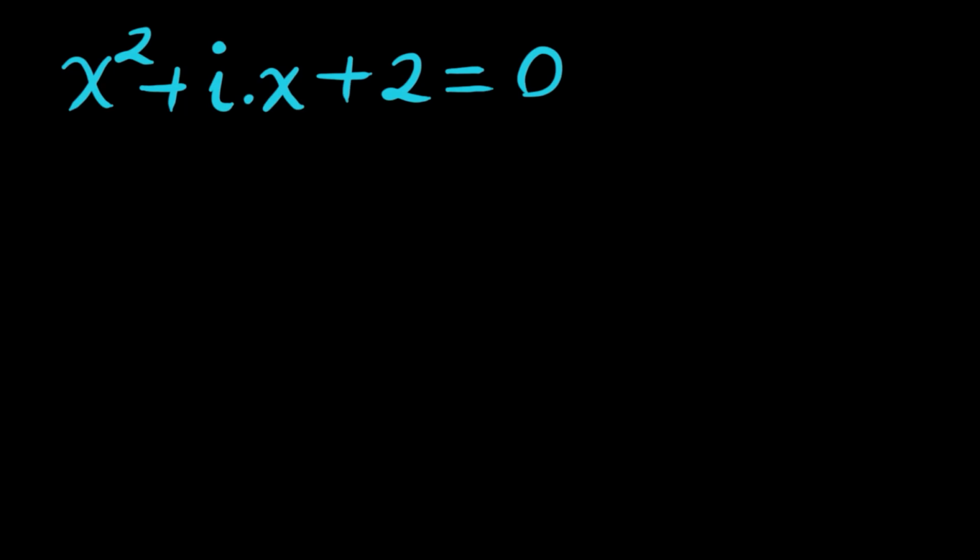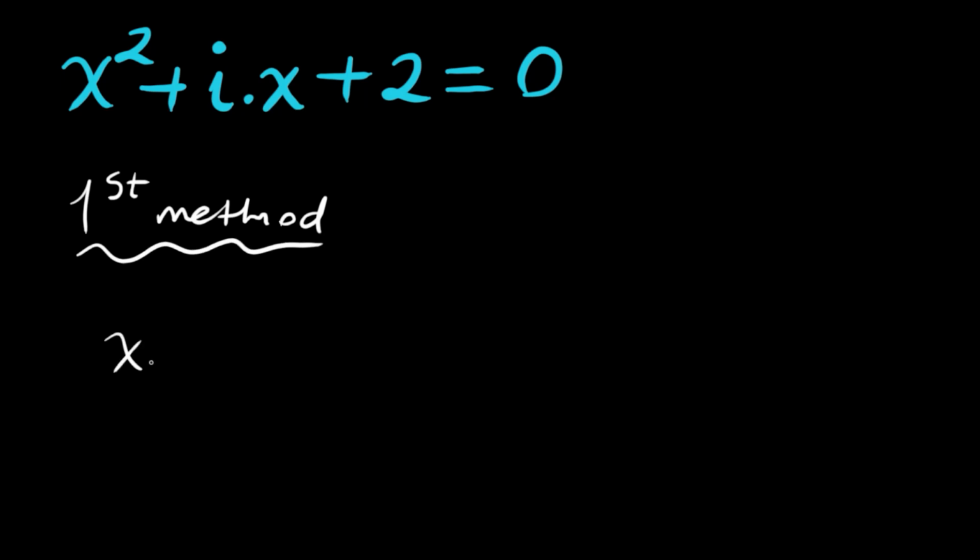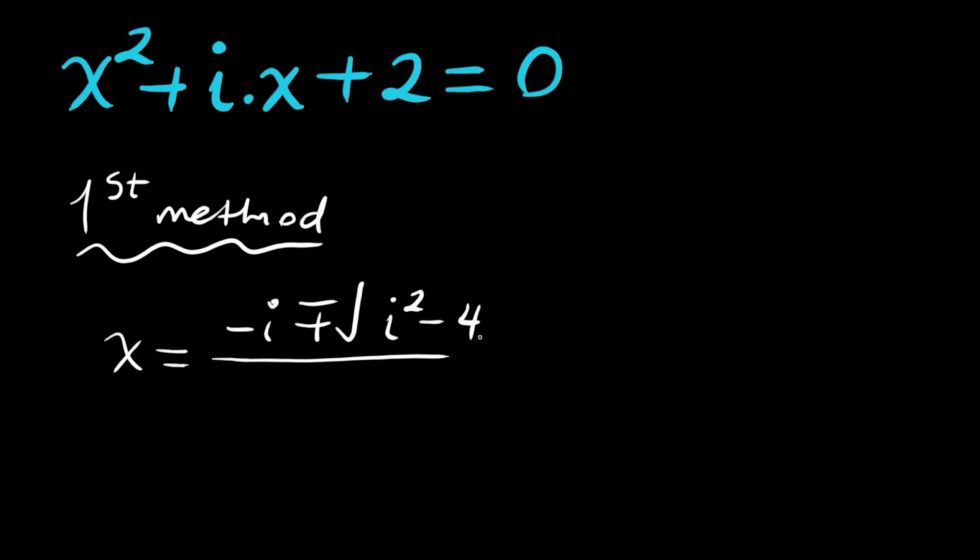Now the first method is using our quadratic formula. Let's try. We can say x is equal to negative i plus or minus square root of i squared minus 4 times 1 times 2, and divided by 2 times 1.